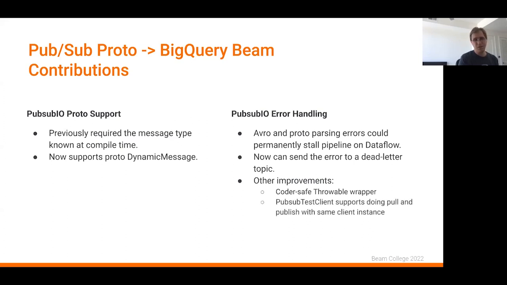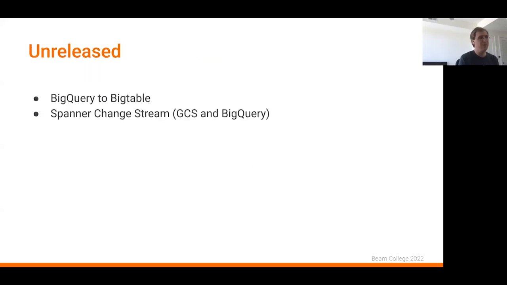Also, the PubSub test client previously only supported doing a pull or a publish within a test. Now it can support both. So there's a lot more flexibility in how you can do tests with PubSub.io if anyone wants to make their own contributions to the PubSub.io in Apache Beam.